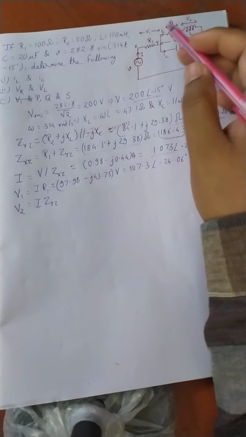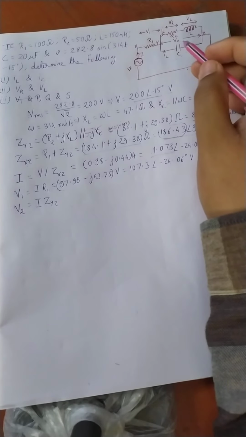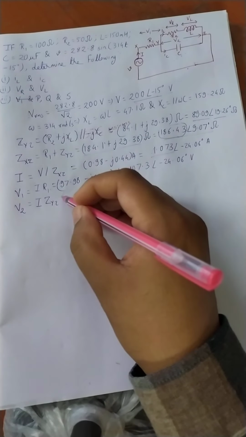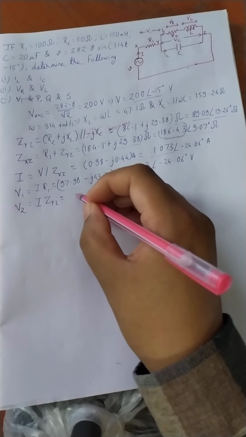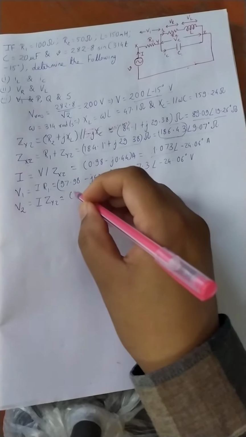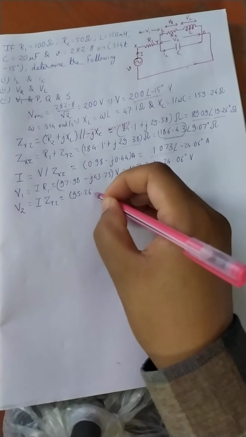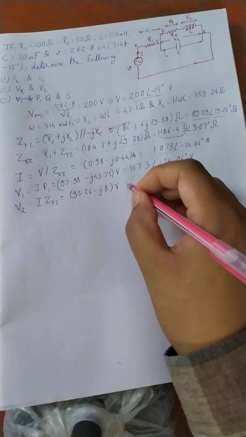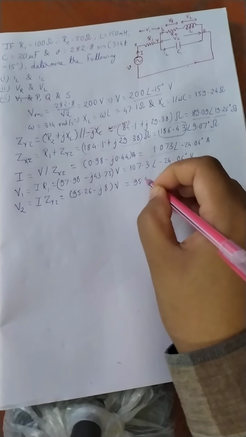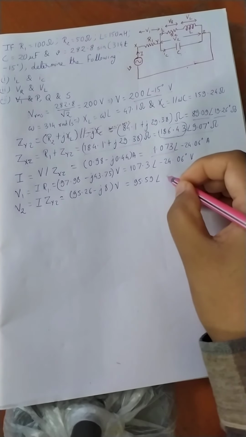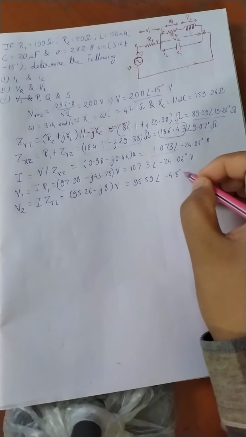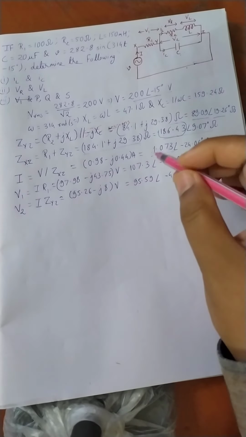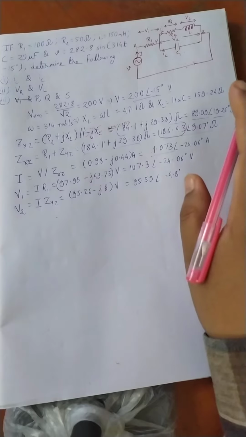And similarly V2 would be equal to I Z_YZ, because the impedance of this region is Z_YZ. So into this current I will be the V2. Solving that, this V2 will come to be 95.26 minus j 8 volt. That is equal to 95.59 angle minus 4.8 degree. So this is the value of V1 and V2 we had found.